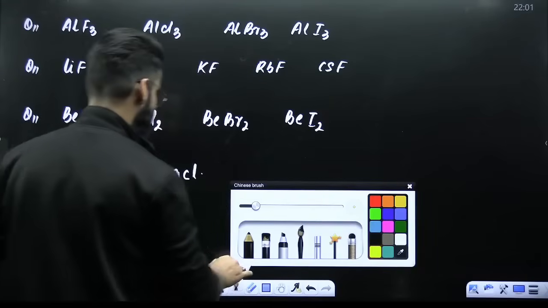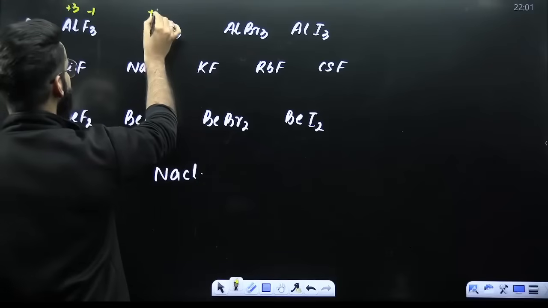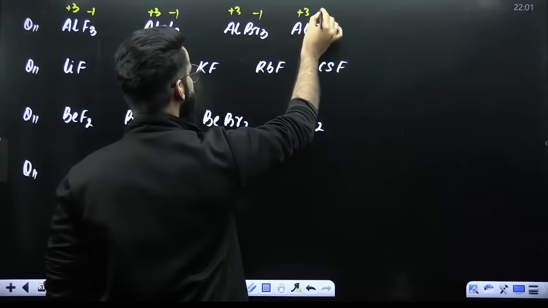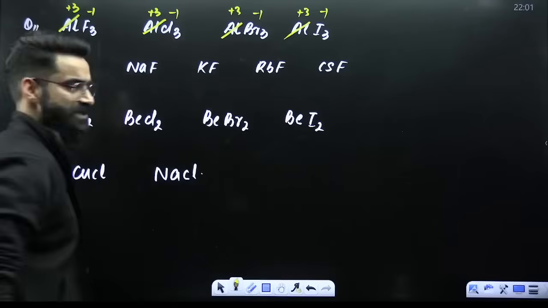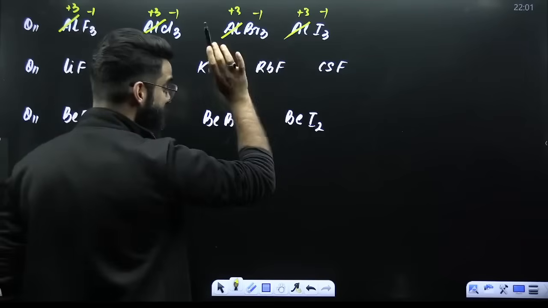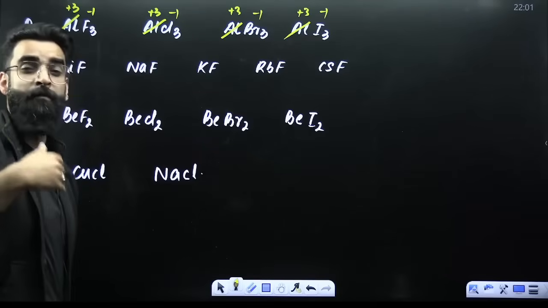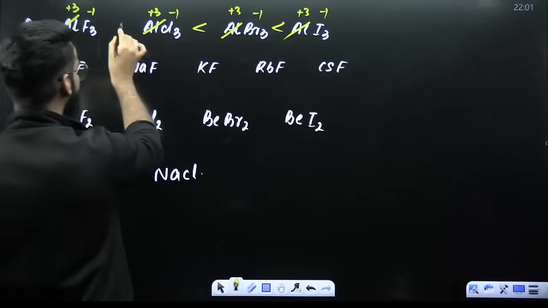My dear students, look at these questions: Al3+ with F-, Al3+ with Cl-, Al3+ with Br-, Al3+ with I-. The cation everywhere is the same, so I'm not going to decide on the basis of the cation. Talk in terms of the anion. The charge on every anion is the same, so decide on the basis of the size of the anion. The more the size of the anion, the more the polarizability of the anion, and more polarizability means more covalent character.